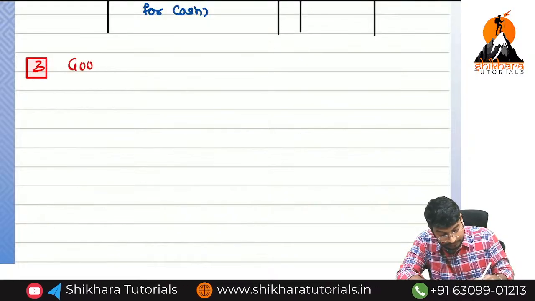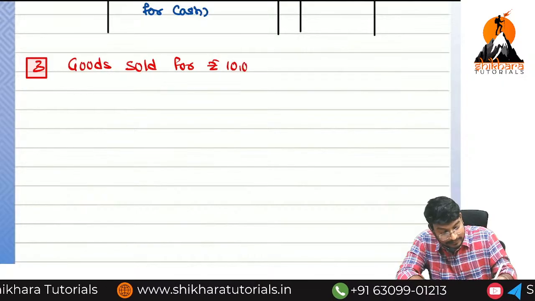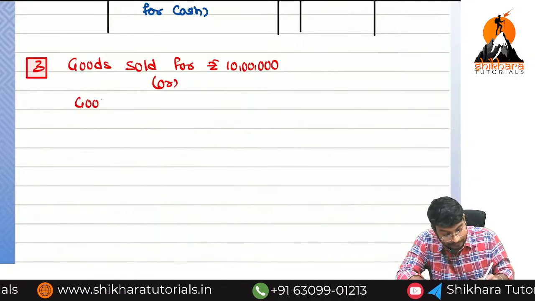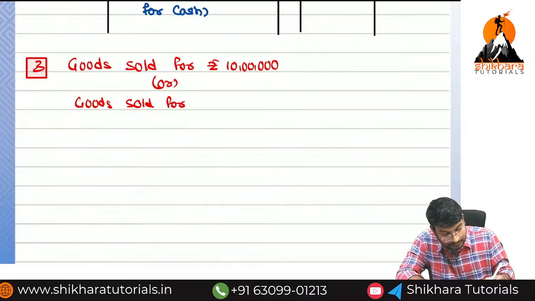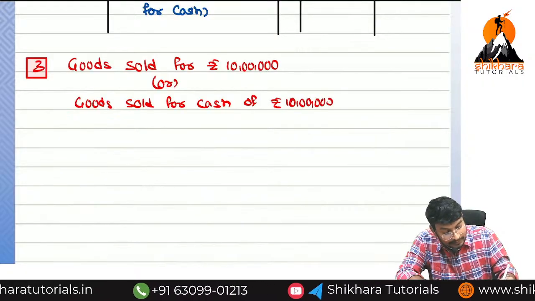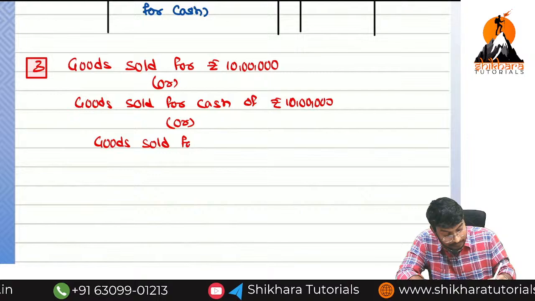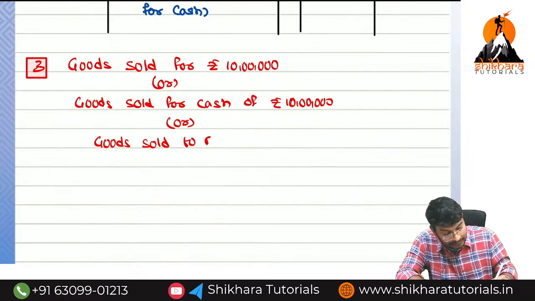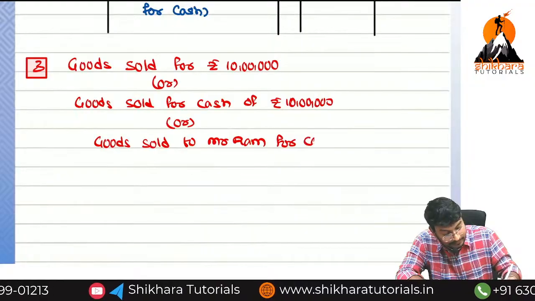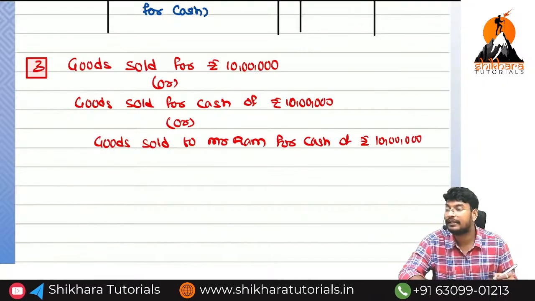Goods sold for rupees 10 lakhs. The same transaction can be asked as goods sold for cash of rupees 10 lakhs, or goods sold to Mr. Ram for cash of rupees 10 lakhs. These three transactions are similar.